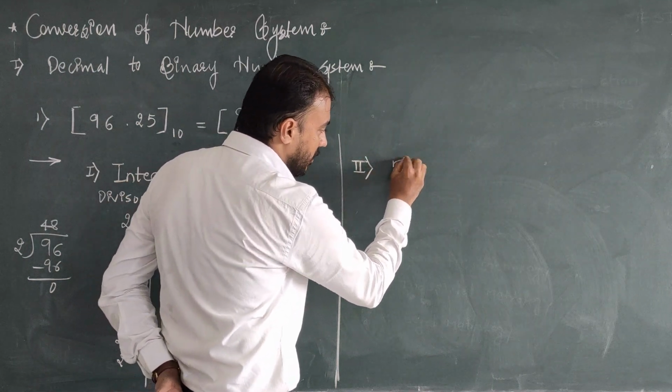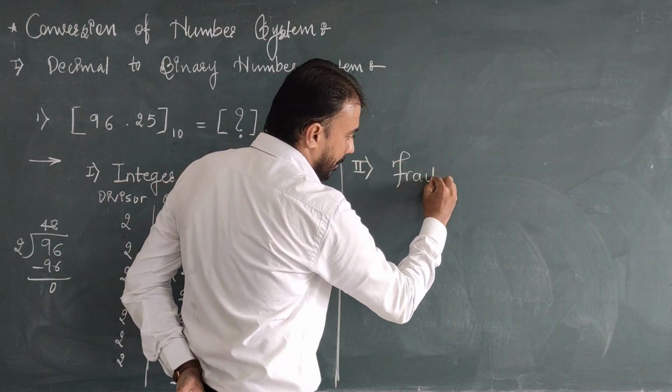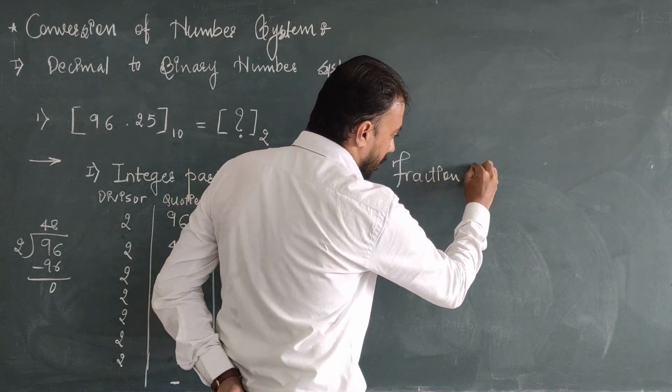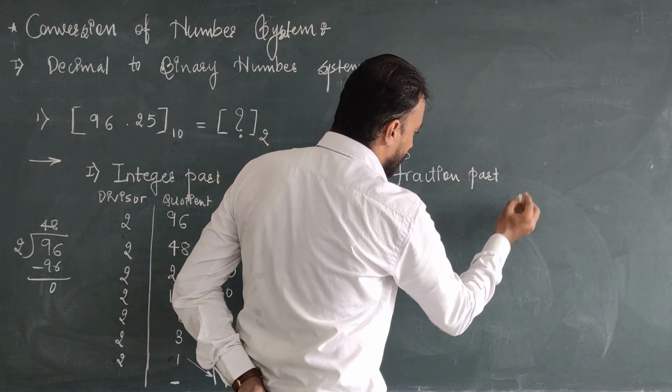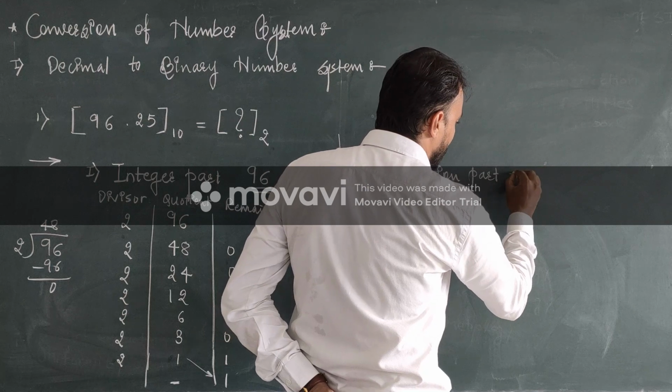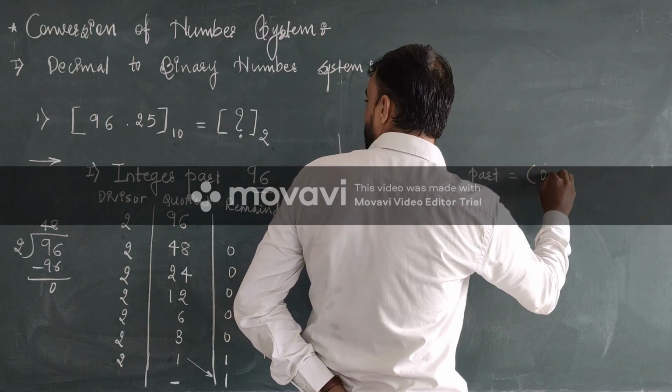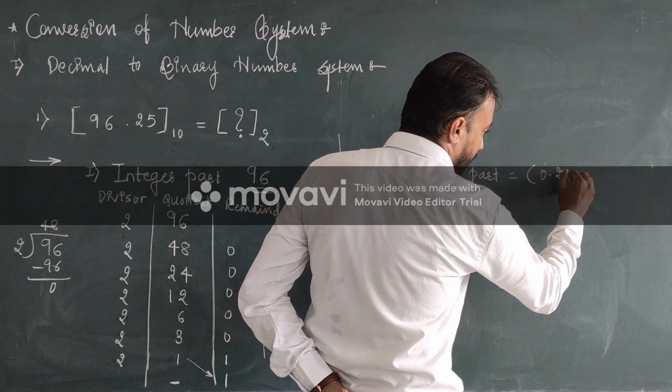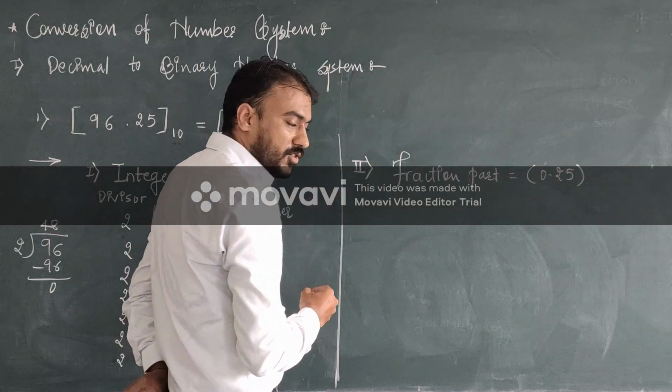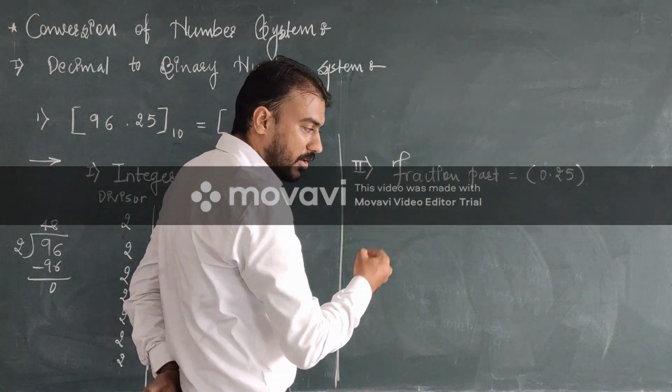The second part is the fractional part. The fractional part is 0.25. So let us see how to solve the fractional section.